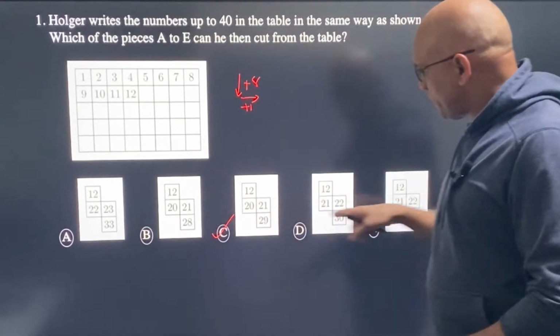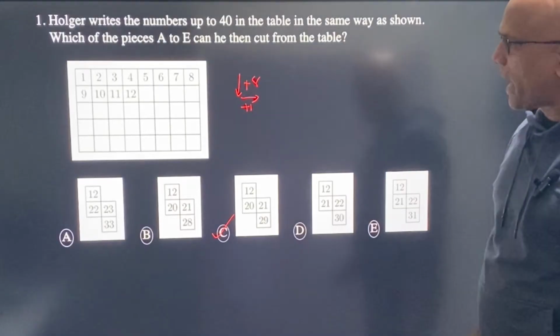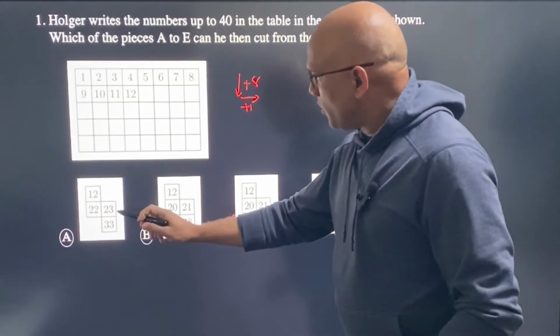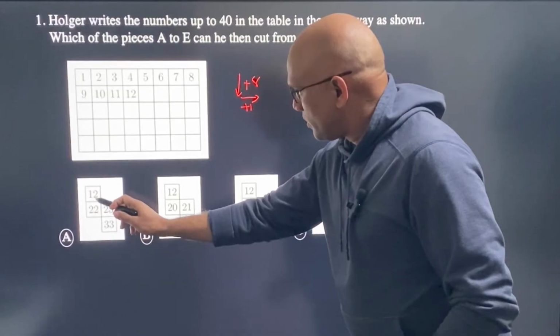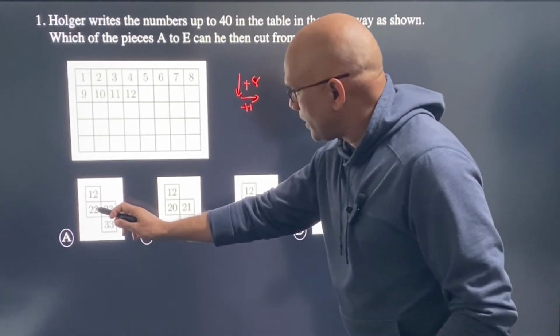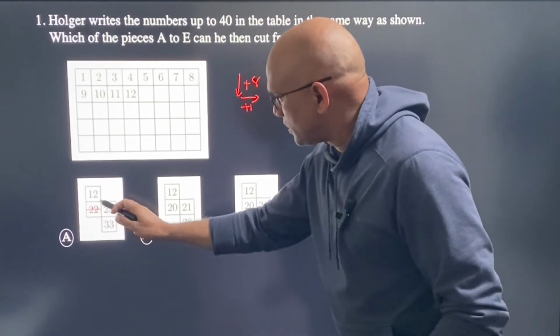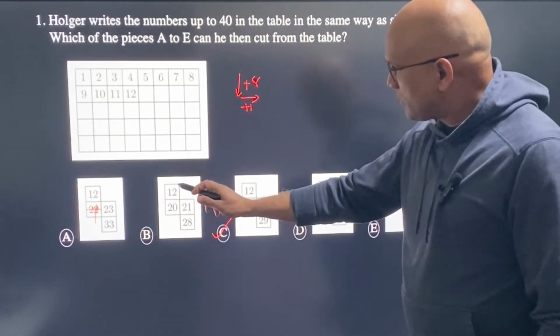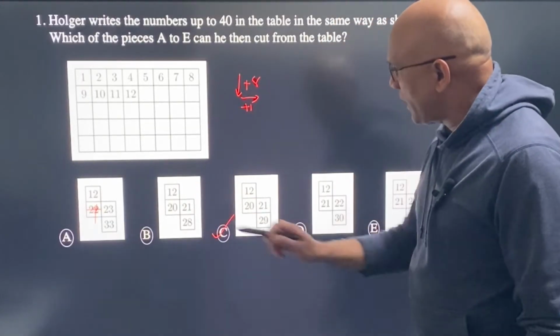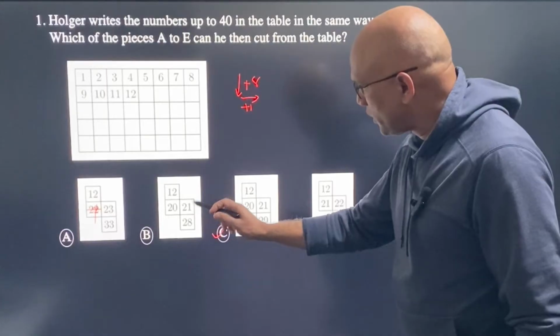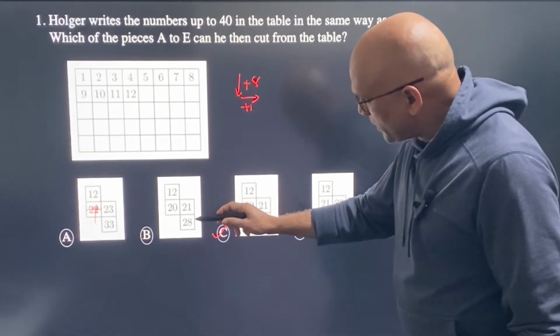So out of these, let's see which matches this pattern. If I go this way, it's plus 1. This way has to be 8. So 12 plus 8 has to be 20, so this doesn't work for that option. So this way is plus 1. 21 is fine. But 21 plus 8 is 29.